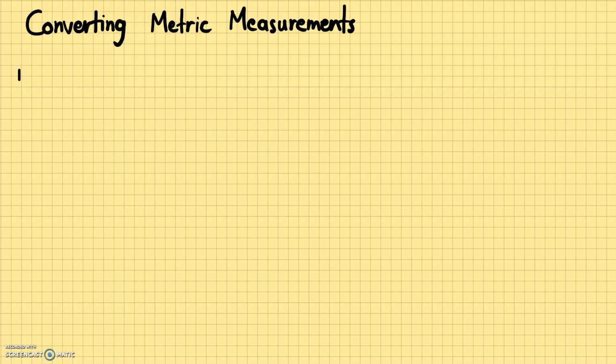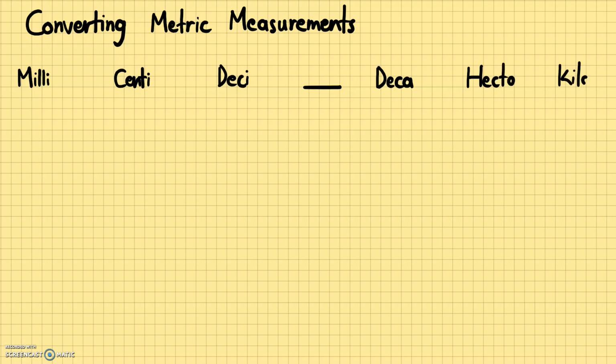We had the smallest metric prefix, which was milli. And then we had centi, we had deci, and we had no prefix. We had deca, we had hecto, and we had kilo. Let me put the numerical values for each of these.